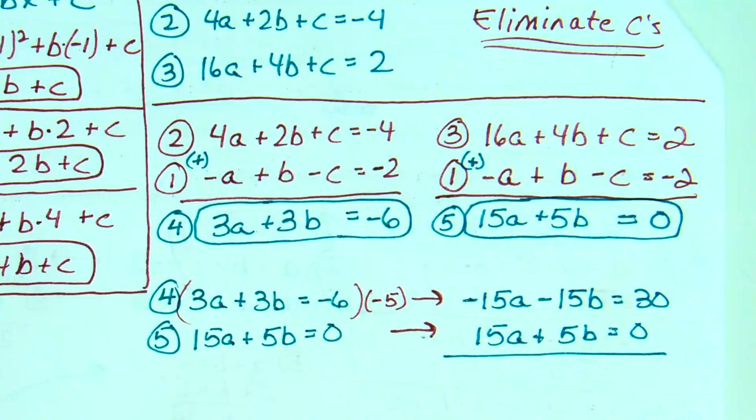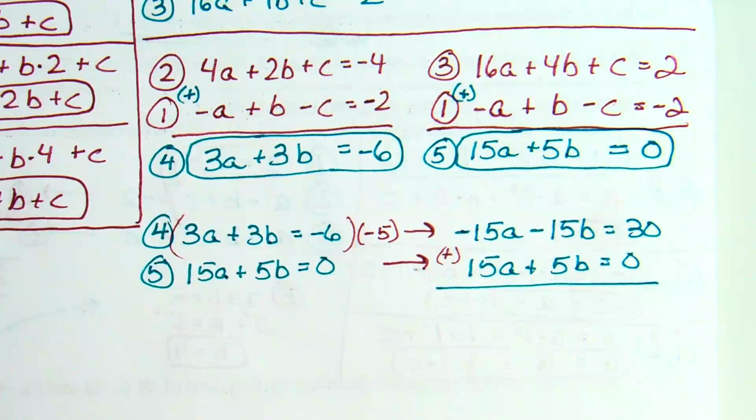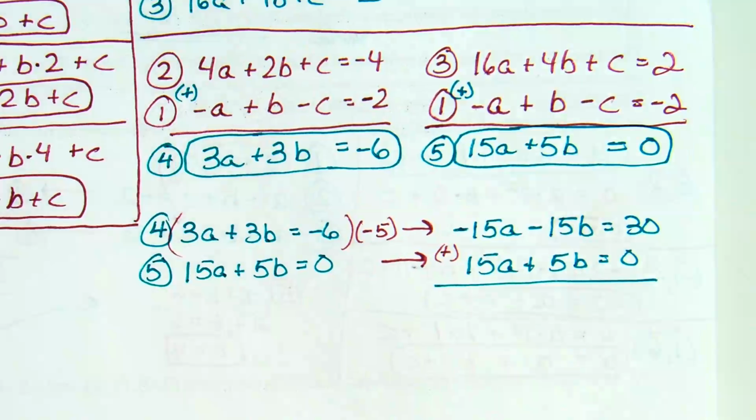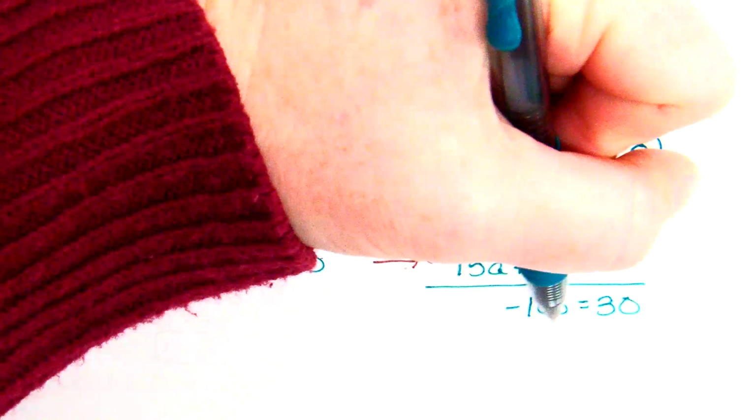My a's have opposite signs. So they're going to cancel when we add. Negative 15a plus 15a. They cancel. Negative 15b plus 5b, negative 10b. 30 plus 0, 30. What do I do here? Divide by negative 10. B is negative 3.